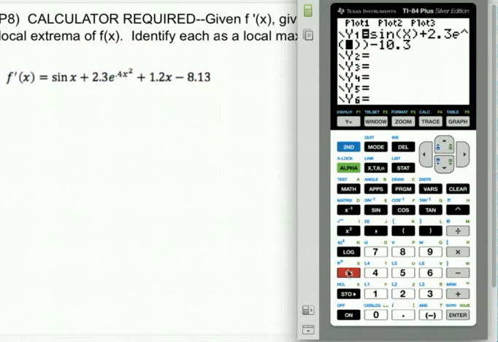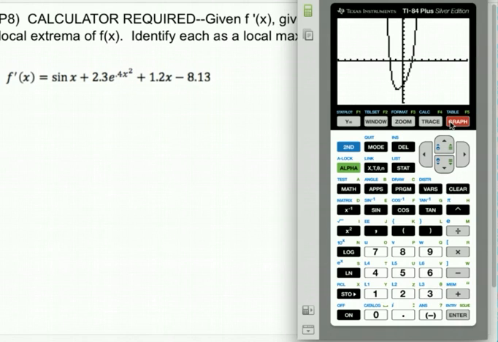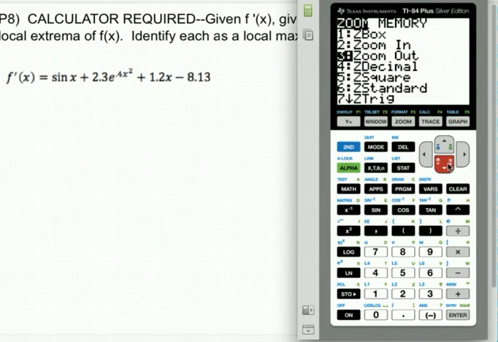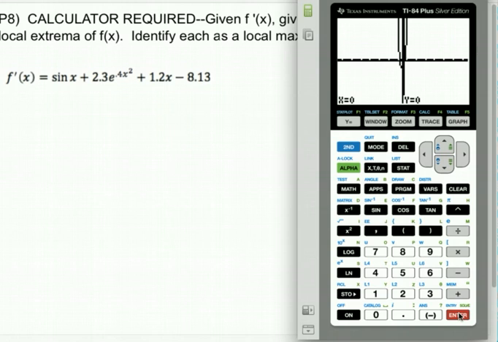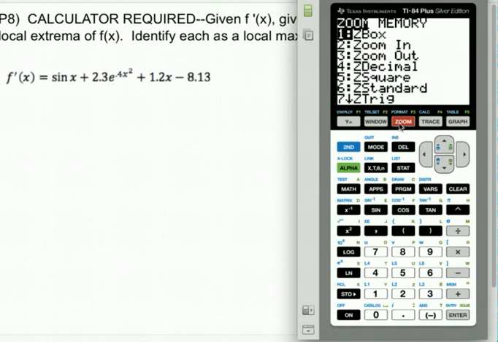That is a 0.4. So 0.4 x squared in the exponent, and then plus a 1.2x minus an 8.13. And then we're going to assume zoom 6 most of the time unless you're told otherwise. Cool. So I'm going to double check. I'm going to zoom out a little just to make sure that this is the only time that this thing hits anything, and it seems to be. So we'll go ahead and go back to zoom 6.